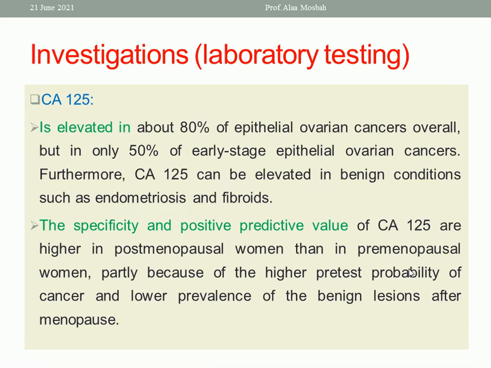But you should know that sometimes CA125 can be found elevated in benign lesions like endometriosis, pelvic inflammatory disease, and fibroid. So the specificity and the positive predictive value of CA125 are higher in postmenopausal women than in premenopausal women. Why? Because of the higher pretest probability of cancer and the lower prevalence of benign lesions after menopause.